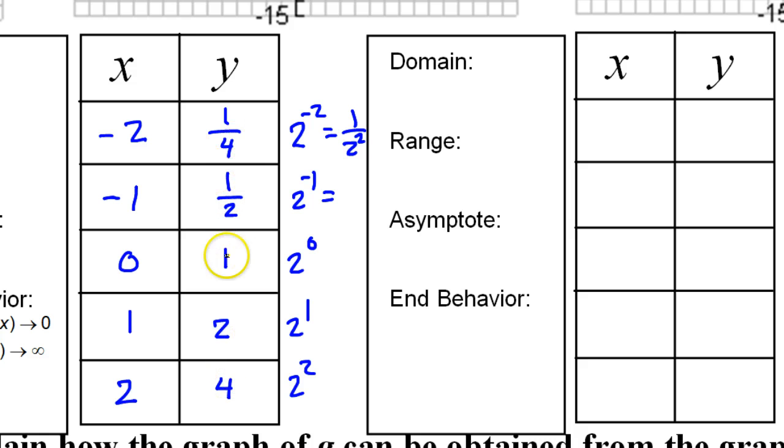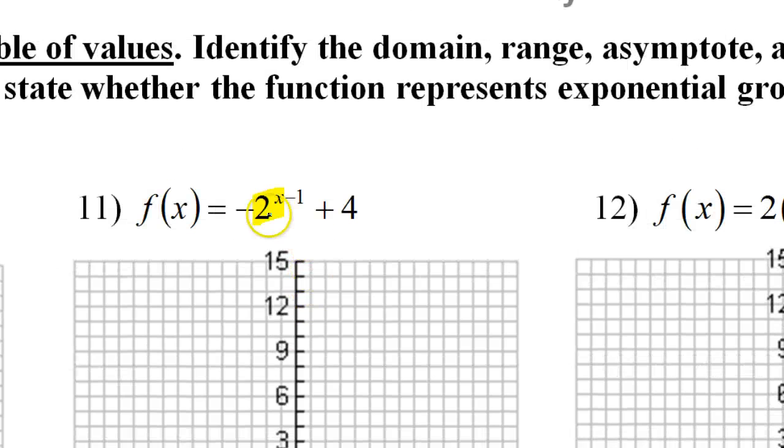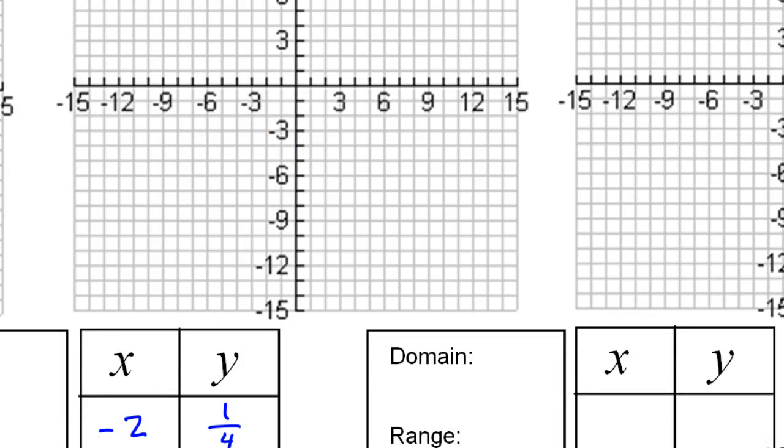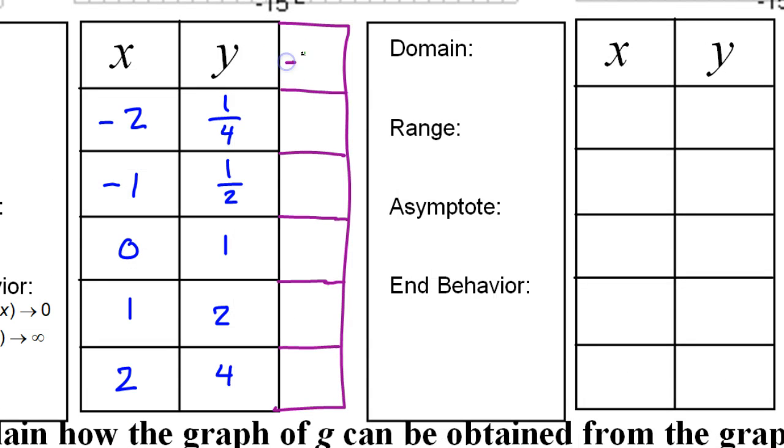Again, notice how the first 2 and the last 2 are reciprocals of each other. Are we going to need a third column this time? Well, I don't see a number in front. All I see is this negative sign. But guess what? This negative sign counts as a -1. So we will need a third column. So in the third column, we will do -1 times y. So that's just going to make everything negative. So -1/4, -1/2, -1, -2, and -4.